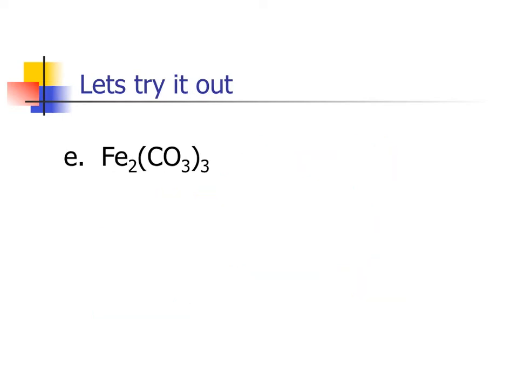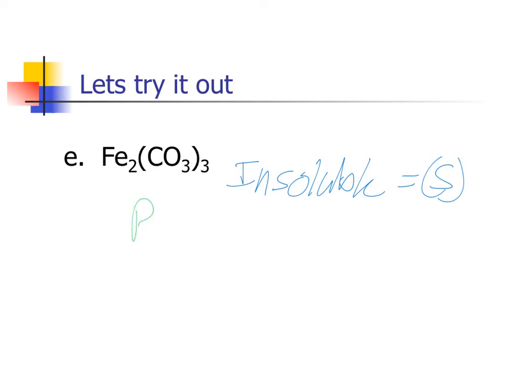And the last one says iron 3 carbonate. Well, iron 3 is not a group 1. Carbonate, even though it has an ATE, is not an acetate or a nitrate. It is not sulfate, and therefore, if it goes through all 4 of the rules, then that means it is insoluble. Therefore, going to be a solid. And why? Rule 5.